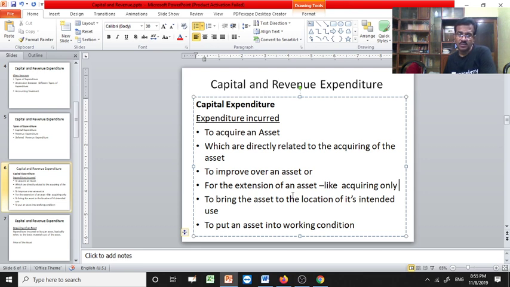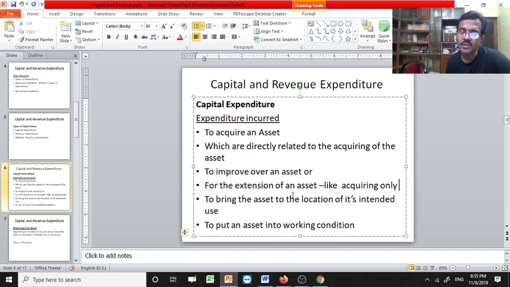Without that, if you cannot erect or install a machine, all the expenditure that you have incurred will be of no use, because you cannot use the machine. So all these expenditures are equally important. There is no expenditure which is less important over here, and all this expenditure will be treated as capital expenditure. That means it will be added to the value of the asset. That is basically what capital expenditure means.